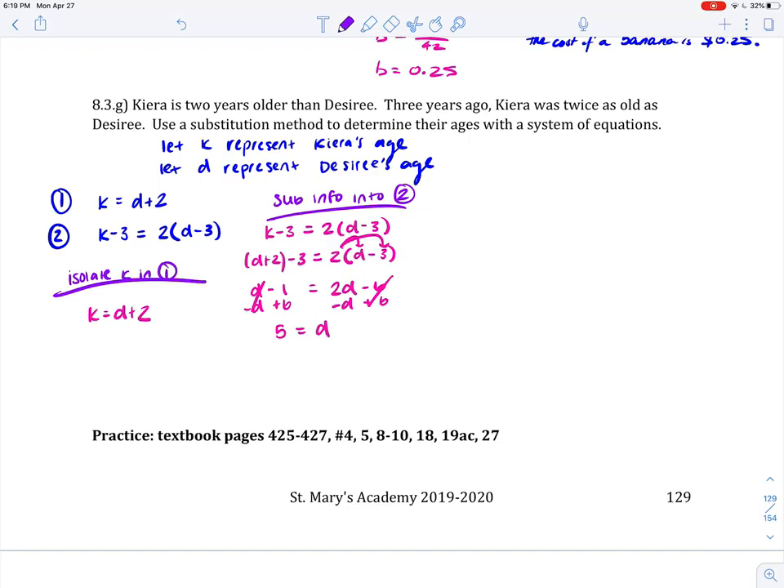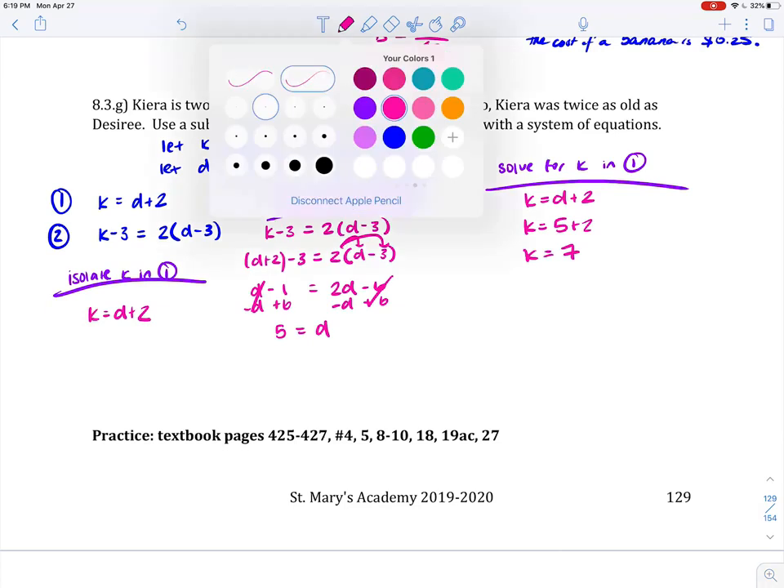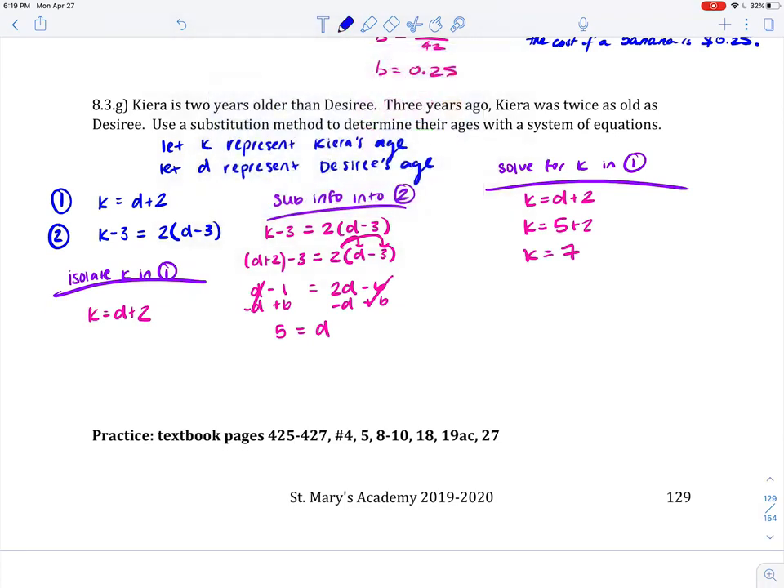So now I know Desiree's age. But I still need to find Kira's age. The easiest way to do that is just by plugging in D is equal to 5 into my equation 1 here. So I'm going to solve for K in 1. And I have K is equal to D plus 2. K is equal to 5 plus 2. And I know what that is. It's 7. And again, because this is a contextual problem, we need to have a contextual answer. We can't just state it as coordinate points.